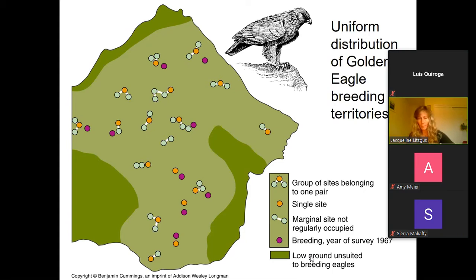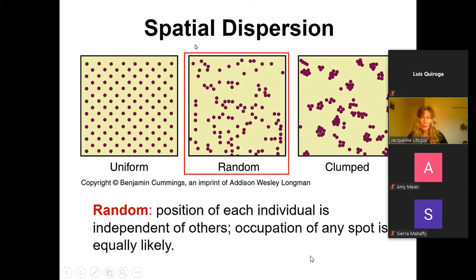Okay. The second type of dispersion or distribution of individuals across the landscape is random. And so distribution is considered random if the position of each individual is independent of the others. They're not related to each other. There's no interaction. So the occupation of any spot on the landscape is equally likely.